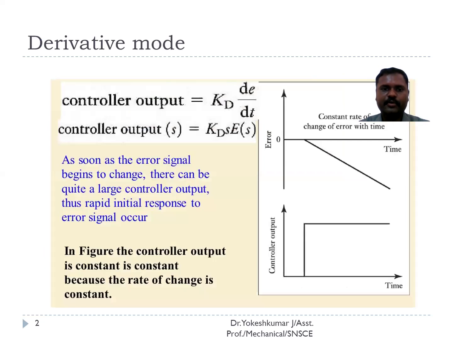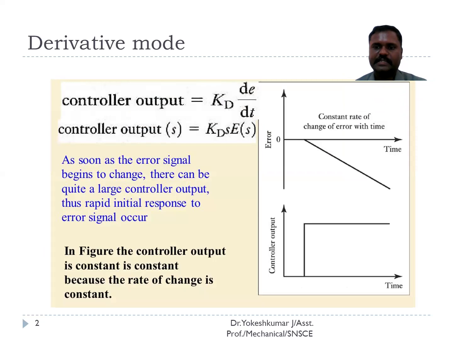So in the derivative mode, the control function is with respect to the error signal. The controller output is proportional to the rate of change of the error signal. In the previous mode, the proportional mode, we learned that the controller output is proportional to the error signal. But here, the controller output is proportional to the rate of change of the error signal.